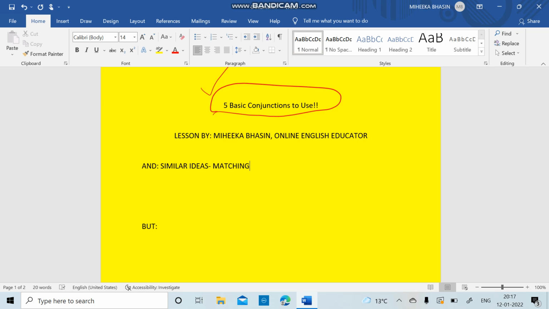Similar ideas or matching. Now, one thing you need to understand with conjunctions is that a conjunction really saves time and prevents the sentences from becoming too long. Because if you want to say the same thing, then why should we say it twice? So I'll explain this to you with an example. For example, if I have a sentence.